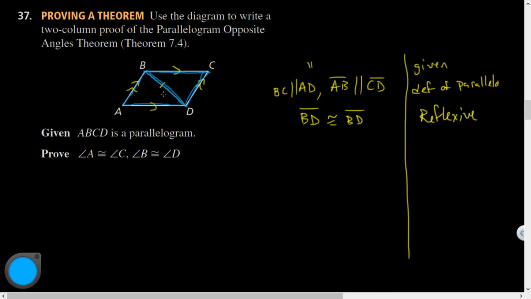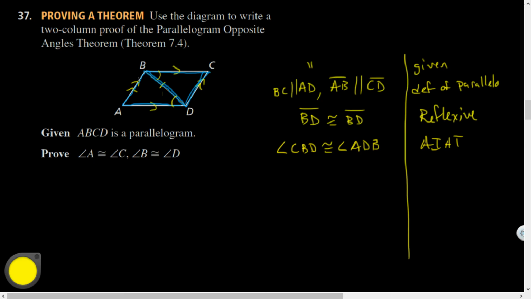So BD is reflexive. Let's talk some angles here. Actually, let's talk the angles that we just did. This angle is congruent to that angle. So let's see if we can name those. Angle CBD is congruent to angle ADB. Those ones are by the alternate interior angles theorem.